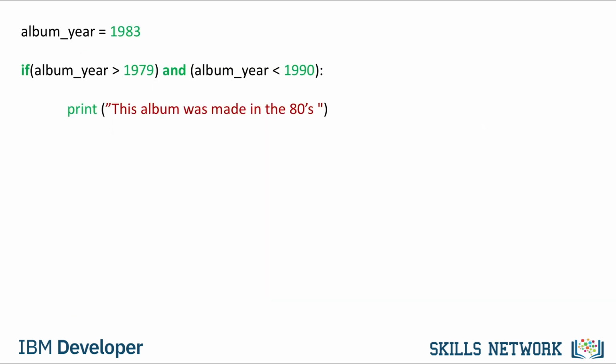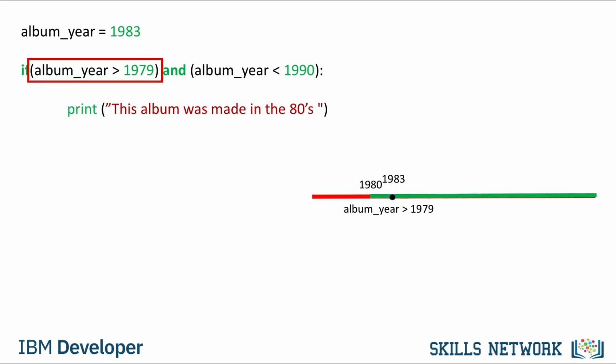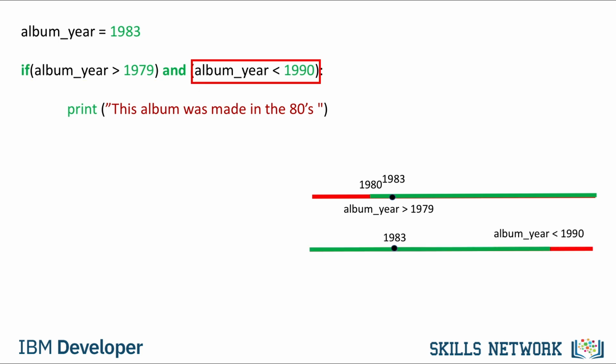The following lines of code will print out: this album was made in the 80s if the variable album year is between 1980 and 1989. Let's see what happens when we set the album year to 1983. As before, we can use the colored number line to examine where the condition is true. In this case, 1983 is larger than 1980, so the condition is true. Examining the second condition, we see that 1983 is less than 1990, so this condition is also true.